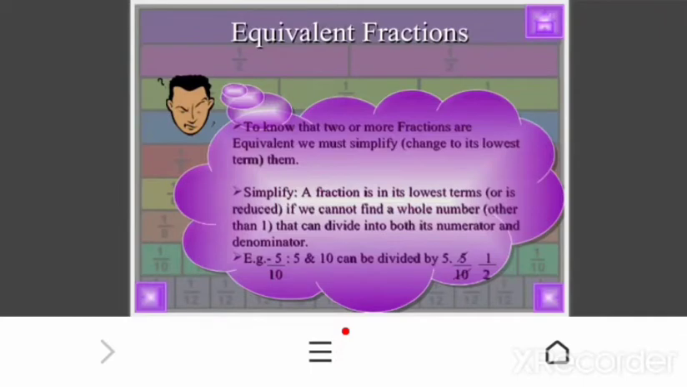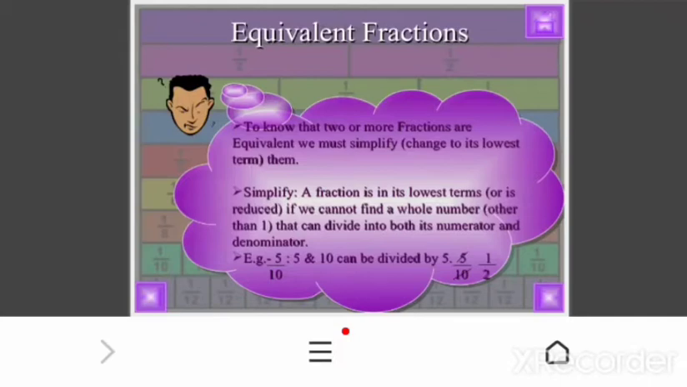Now equivalent fractions. To know that 2 or more fractions are equivalent, we must simplify, that is change them to their lowest terms. A fraction is in lowest terms, or is reduced, if we cannot find a whole number other than 1 that can divide into both its numerator and denominator. So children, this is to follow. Like for example, 5 upon 10. So 5 and 10 can be divided by 5. So please reduce into 1 upon 2. So 1 upon 2 is equal to 5 upon 10. So both are like fractions.